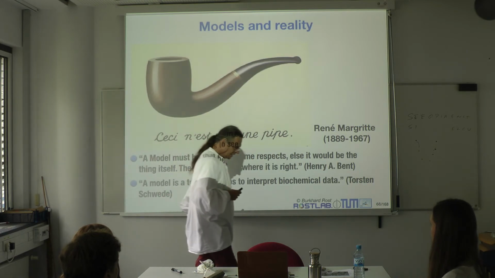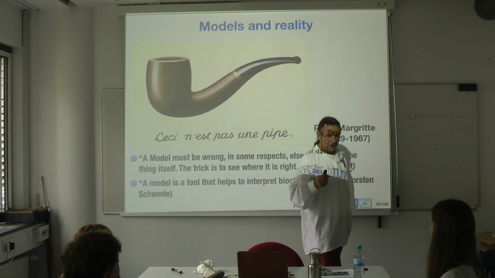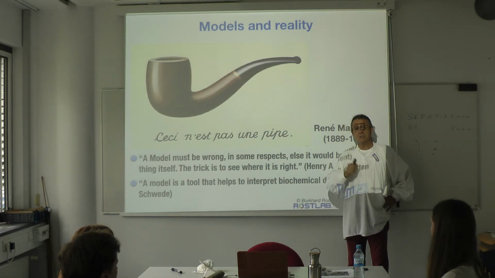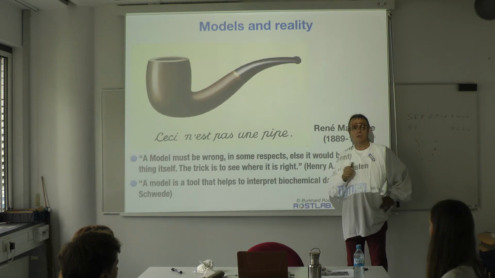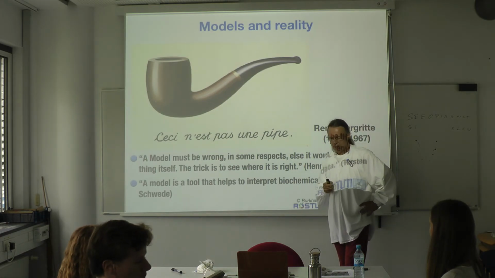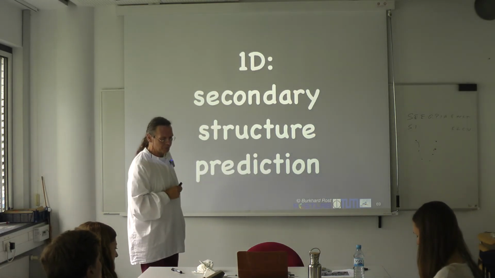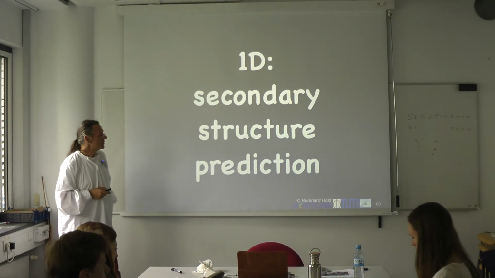So my advice to you as a method developer: give the tool to users so that they can find these points. My advice to you as a user: whenever you look at a model, ask yourself, where is it wrong and where is it right? Where is it more reliable? And what is it that I learned from it? And with this, I'm going to go into secondary structure prediction.